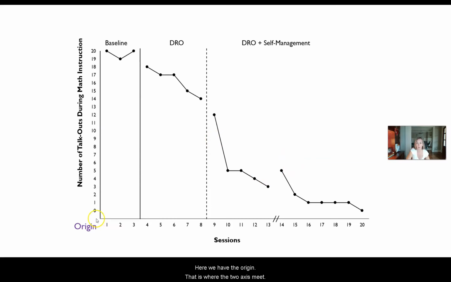Here we have the origin. That's where the two axes meet. The ordinate scale is the y-axis.